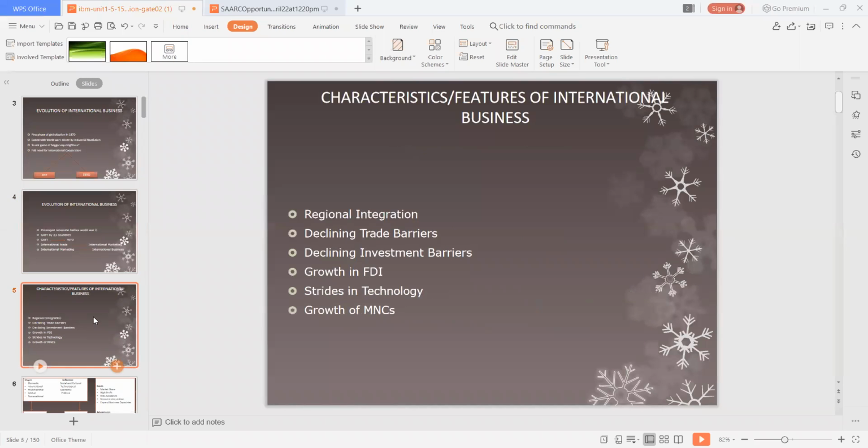Right? So the characteristics of international business: regional integration, declining trade barriers. That's very important, a lot of barriers are there, so those barriers should be removed. Declining trade barriers, investment barriers, growth in FDI, strides in technology, growth of MNCs, multinational corporations, right? So growth of MNCs. Kindly note it down. These are the basic characteristics and features of international business.